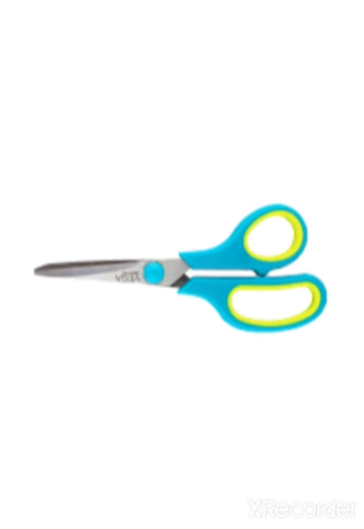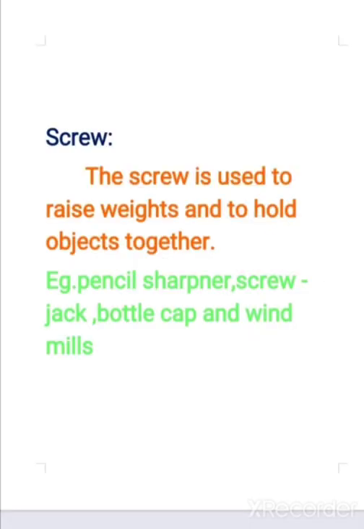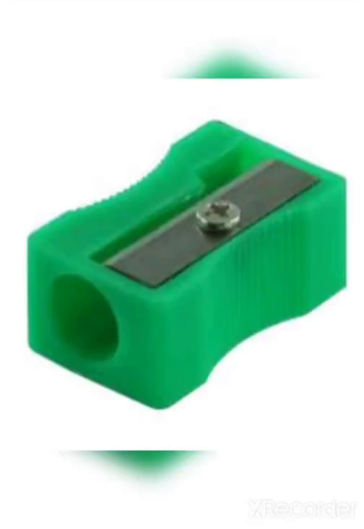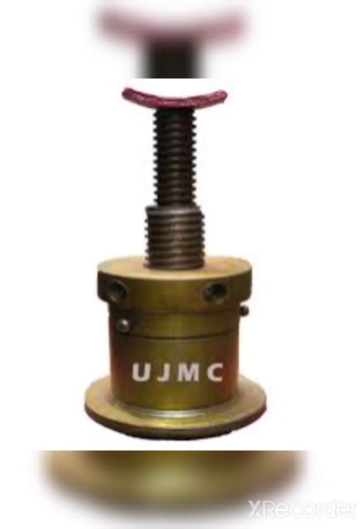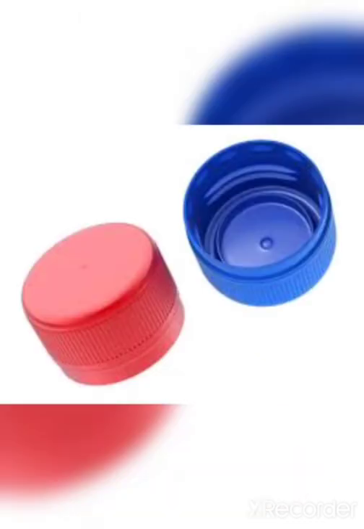Then fourth one, screw. The screw is used to raise weight and to hold objects together. For example, pencil sharpener, screw jack, bottle cap and windmills. So these are the examples of screw. The screw in the bottle cap holds the cap and the bottle together. The blade and sharpener are held together by a screw.